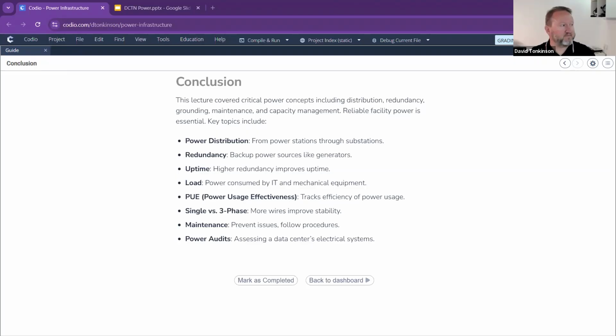Great stuff. Okay, so we're coming towards the end. We've had a bit of a conclusion here. Let's run through the conclusion quickly.